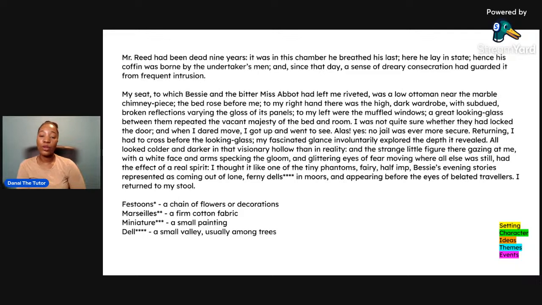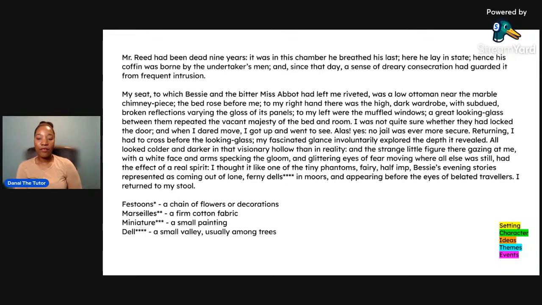Returning, I had to cross before the looking glass. My fascinated glance involuntarily explored the depth it revealed. All looked colder and darker in that visionary hollow than in reality, and the strange little figure there gazing at me with a white face and arms specking the gloom, and glittering eyes of fear moving where all else was still, had the effect of a real spirit. I thought it like one of the tiny phantoms, half fairy, half imp, Bessie's evening stories represented as coming out of lone ferny dells in moors and appearing before the eyes of belated travellers. I returned to my stool.